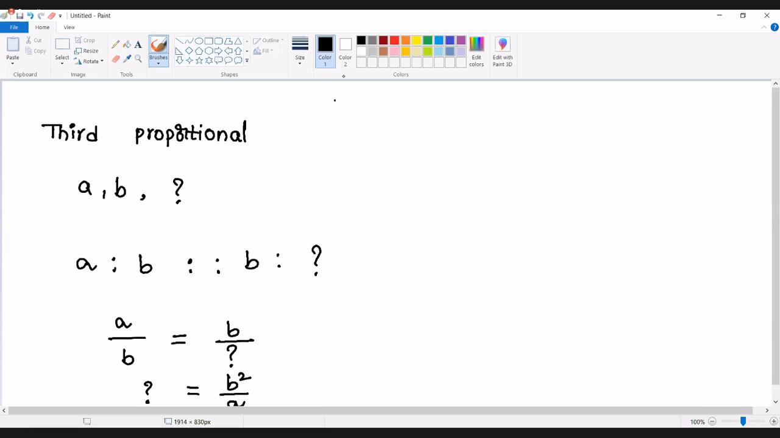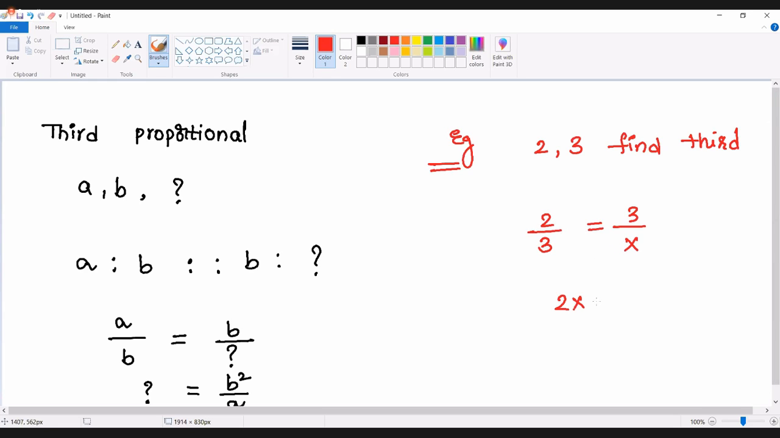So if you take one example, just for getting clarity. If the question is given like this, 2, 3, find the third proportion of it. So you can write 2 by 3 is equal to 3 by x. From this, 2x is equal to 9. X is equal to 9 by 2. Like that. So that is the third proportion.